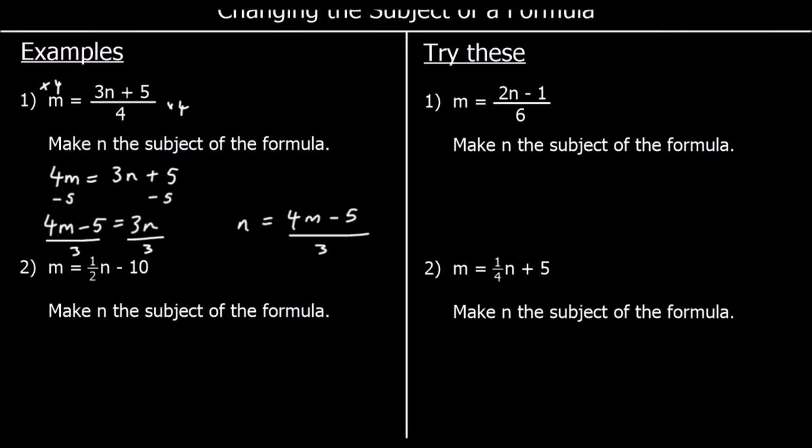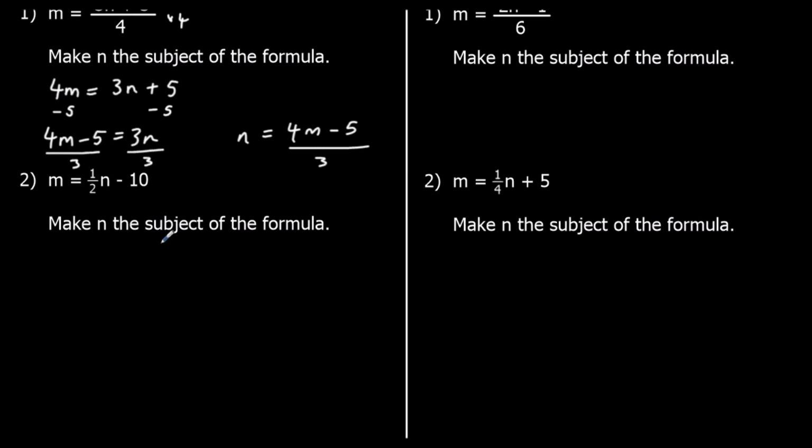And question 2. Again, make n the subject of the formula. We've got m equals half n minus 10. We're going to start by plussing 10 to both sides, which is m plus 10 equals half n. And how do I get rid of a half? To get rid of a half, I can multiply both sides by 2.